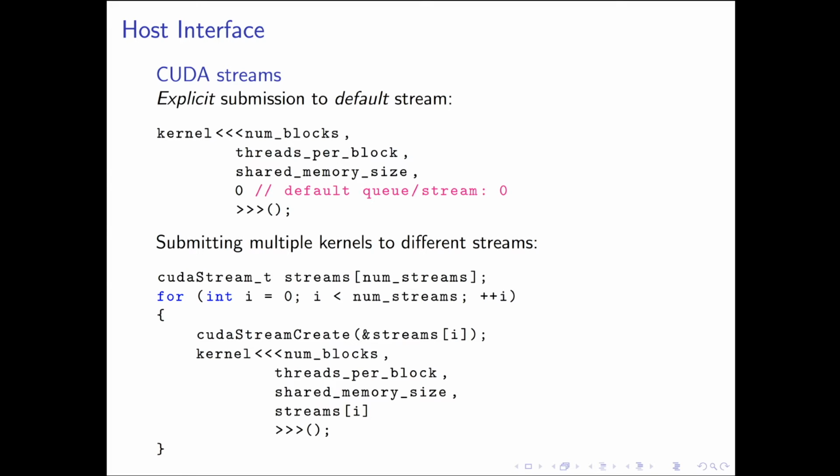And if we don't want to submit it to the default stream, then we just create stream objects, like a CUDA stream t object. For every stream and every queue that we want to submit into, we create a stream object, and then we pass the stream object to the parameterization of the kernel call. Only by that, and without using any multi-threading, the kernels will run asynchronously. So each kernel will basically run in its own stream.